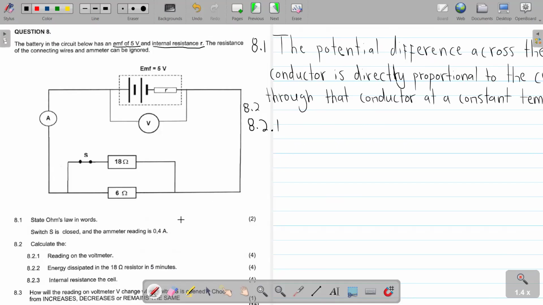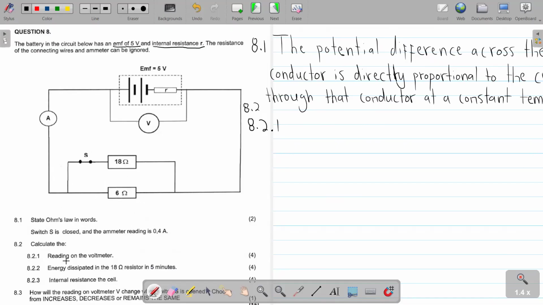Now they say switch S is closed, and the ammeter reading is 0.4 amperes. So they give us the ammeter reading when switch S is closed. You should remember that it makes a difference if the switch is open or if it's closed. If the switch is open here, then the current will not come this side of the parallel branch. We close the switch here, then we have a parallel connection, 18 and 6.